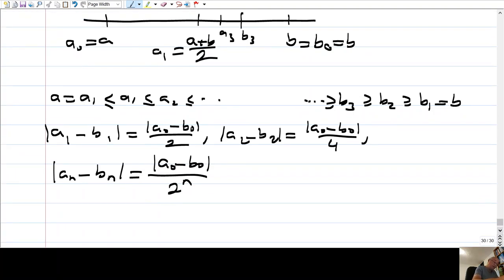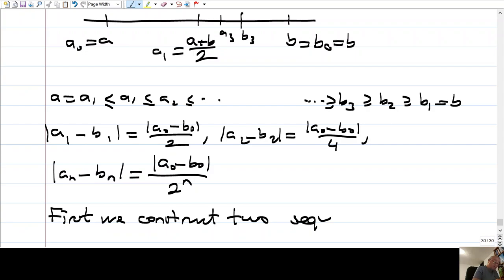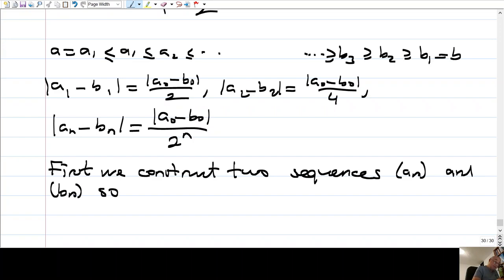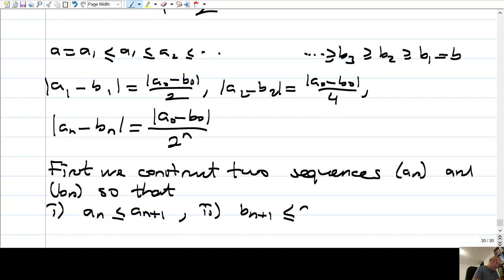Okay, first we construct two sequences of real numbers, an and bn, so that an is increasing. Let me write these properties. an is increasing, so an+1 is larger than an. Second, bn is decreasing: bn+1 is less than bn.